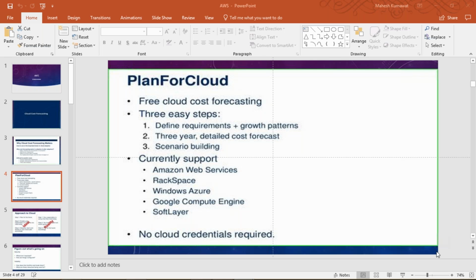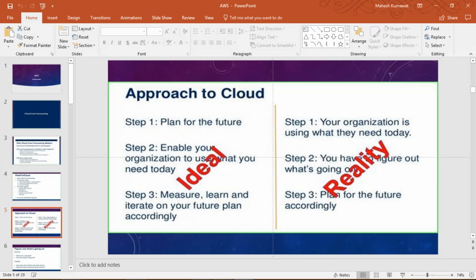Okay, so we will go further. I would like to tell you what the approach to the cloud is. This is the ideal approach and this is the reality approach. Plan for the future. If you are ideal in the adoption of cloud, then always plan for the future, not just for the same time. If you are working in a growing company, you have to do capacity management, so you have to think about what the requirement is in the future. Enable your organization to use what you need today. Measure, learn, and iterate on your future plan accordingly.